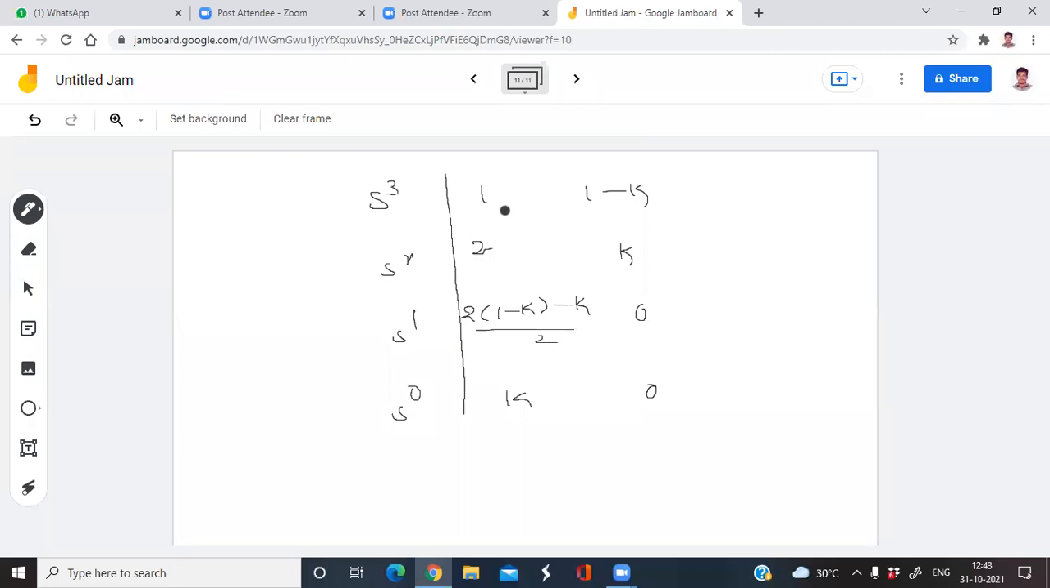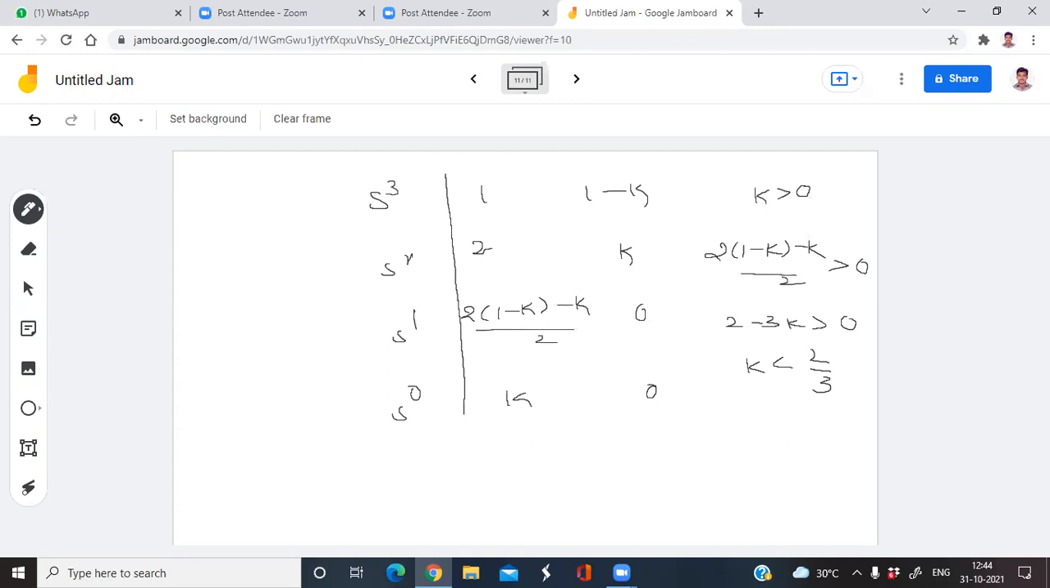We know that the system is stable only whenever all the elements in the first column are positive. That means the k value is greater than 0 from the s power 0 row, and the 2 into (1 minus k) by 2 value is again greater than 0. From this, 2 minus 3k greater than 0, so k is less than 2 by 3. Simple. Remaining is simple. The only confusion is what is e power minus s. Just write 1 minus s. That's it. Remaining is simple.